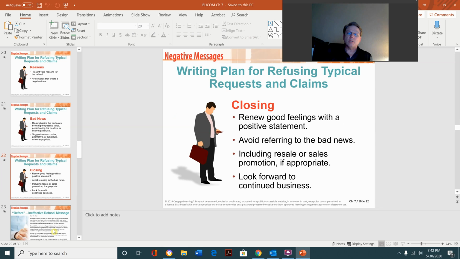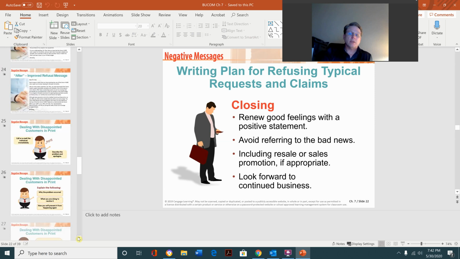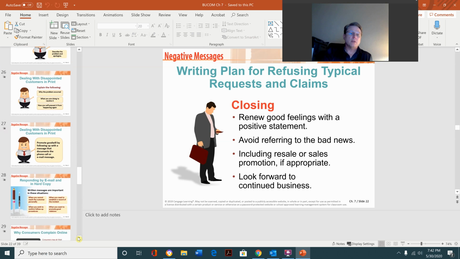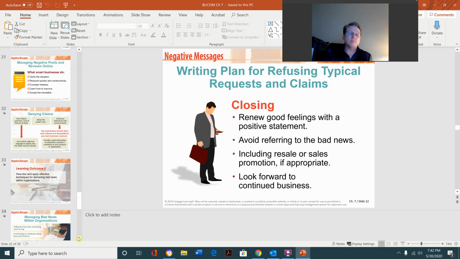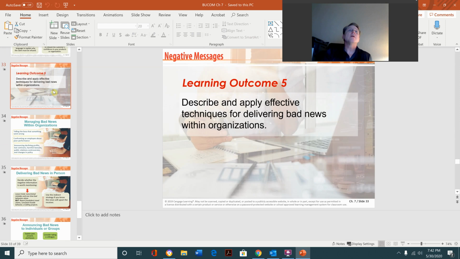Okay, and then closing: renew good feelings, avoid referring to the bad news, include resale or sales promotion, and look forward to continued business. Okay, and then going down here, there's a little cartoon about it. Then the final learning outcome for this chapter: describe and apply effective techniques for delivering bad news within the organization.